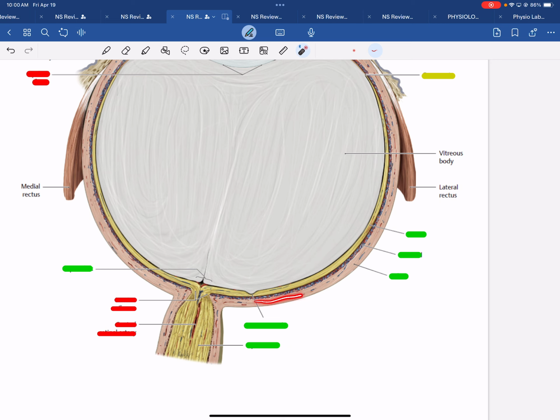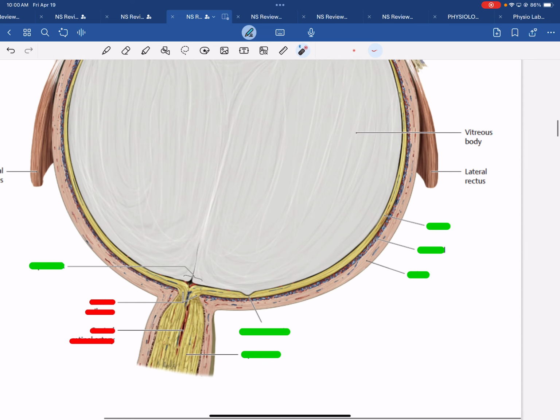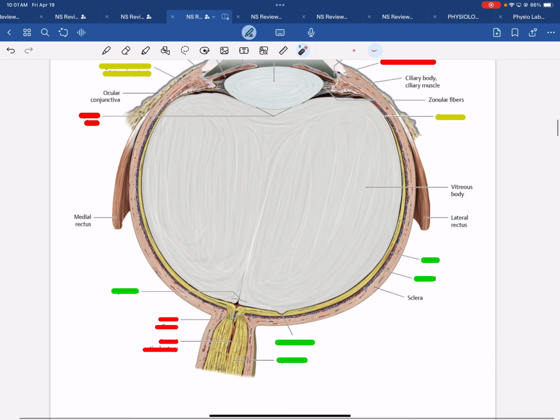Which layer is this? The sclera. Good. What's the function of the sclera? Connective tissue. Okay, good. It maintains the shape of the eye. Yes, good. Nice, good job.